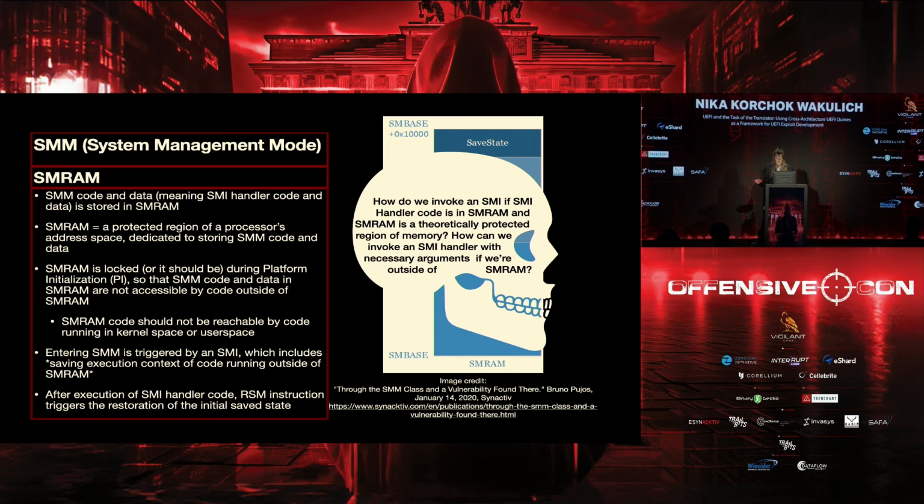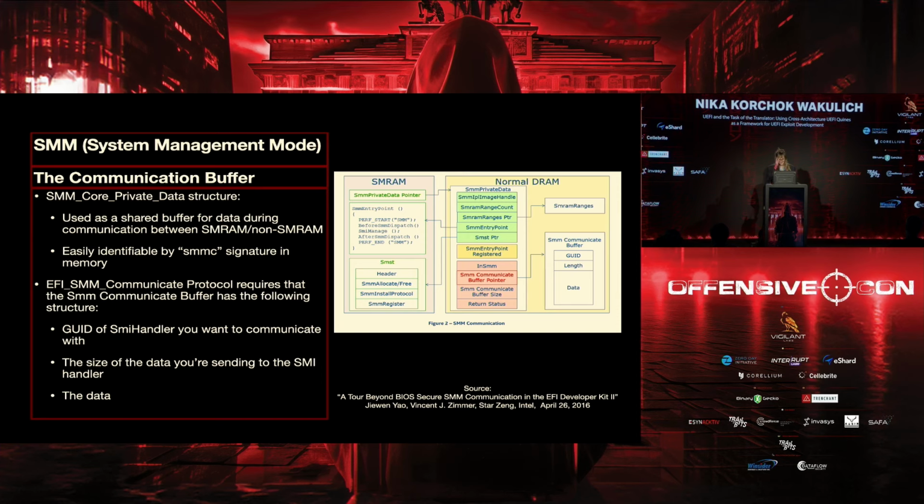you might be wondering to yourself, okay, we have this separate and isolated processor space. How do we invoke an SMI if SMI handler code is in SMRAM and SMRAM is a theoretically protected region of memory? How can we invoke an SMI handler with necessary arguments if we're outside of SMRAM? How are mirrors real if our eyes aren't real? The communication buffer. Technically, there are multiple ways to facilitate communication between SMRAM and non-SMRAM, but this is the one defined in the UEFI PI spec.